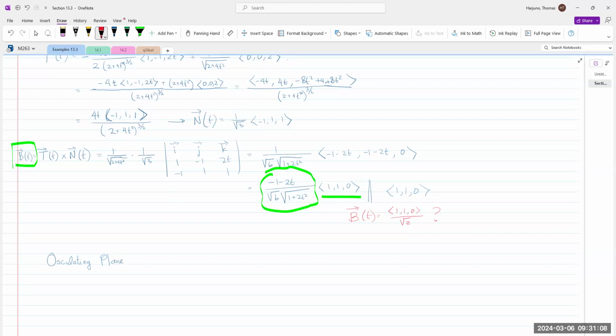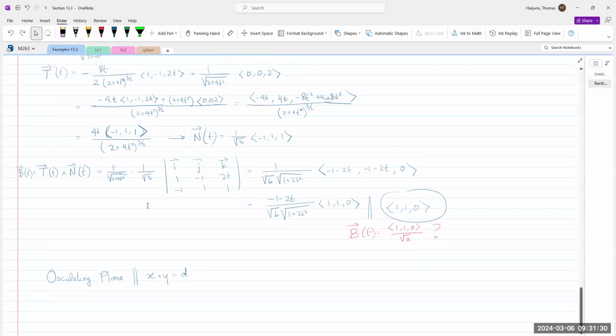Yeah, I kind of question myself. I need to do some little checking later on. But anyway, then the osculating plane must be parallel to x plus y equals a constant. Okay, I take it from here. And then what will that constant be?